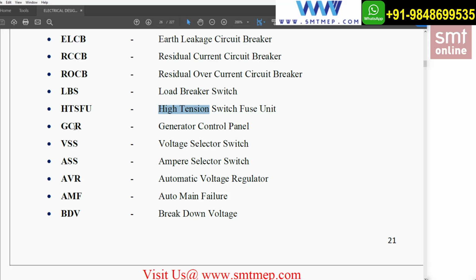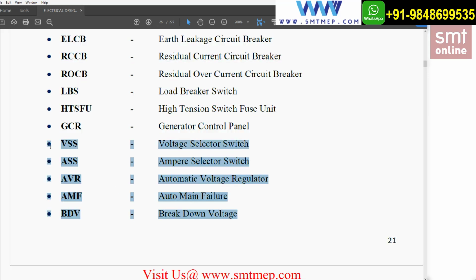Again, we have the GCP, generator control panel. For every generator we have a control panel. That panel is called the generator control panel, nothing but GCP. Not GCR, this is GCP, it's a typing mistake. On this GCP we have the VSS, voltage selector switch, ampere selector switch, automatic voltage regulator, auto main failure, breakdown. All these options are available on the generator side.